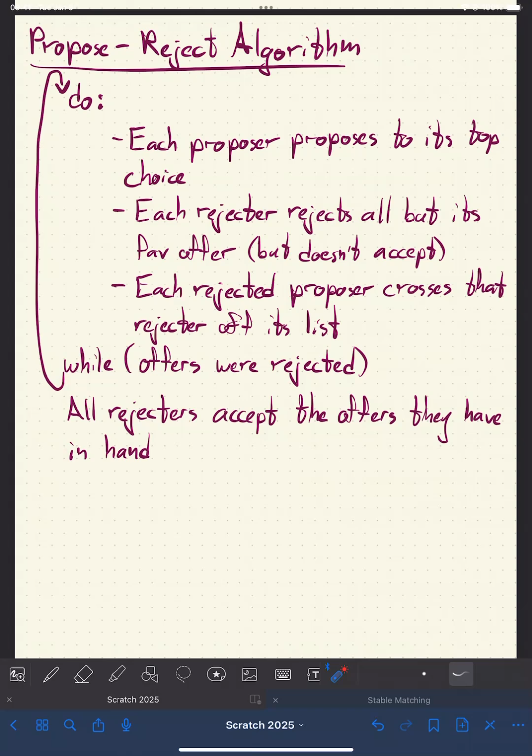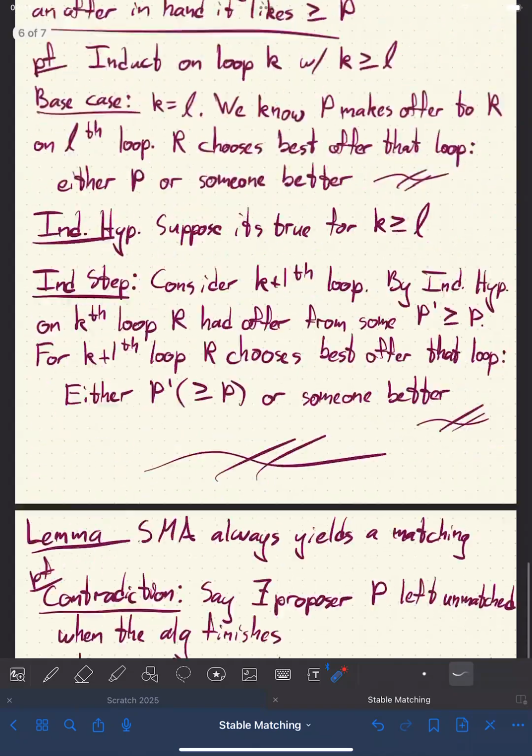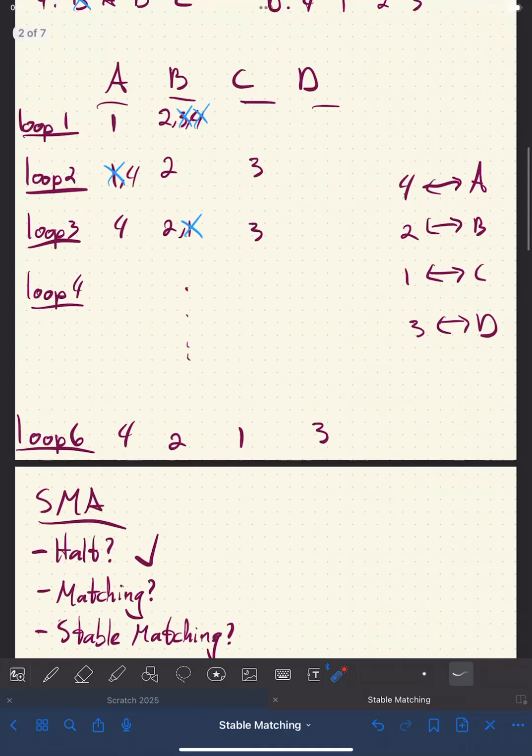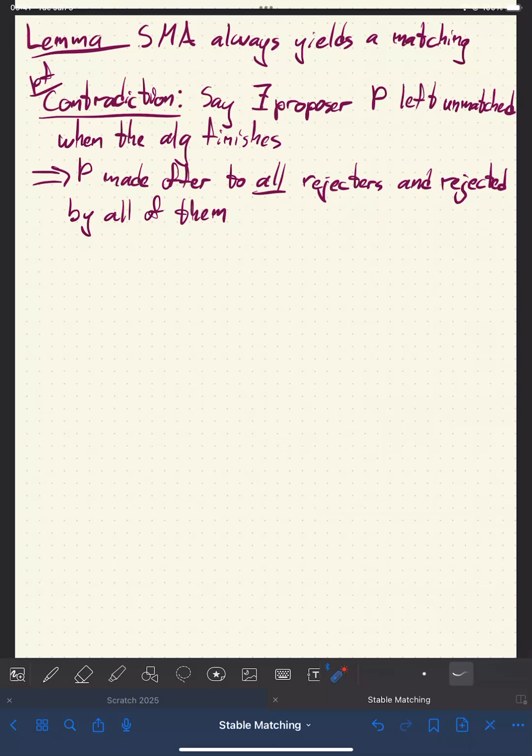So that means if there was a rejector that it didn't propose to, then at one point it should, because that's still in its list. At some point it's going to propose to its top choice. And if we get outside of that loop, that means there are no more offers rejected. That means P worked through its entire list and didn't get anyone. So again, back up here to the top example. Let's say it's 1, and 1 is just working through its list. It proposes to A, and A rejects it. Then it proposes to B, B rejects it. It keeps getting rejected. At some point, it's going to propose to C, and if it doesn't end up getting matched with C, then C rejects it. It's going to work its way down the whole list. And the only time the algorithm stops is once rejection stops. That can only happen after 1, in this case P, works through its entire list. So P made an offer to all rejectors and was rejected by all of them. Real bad day for P.